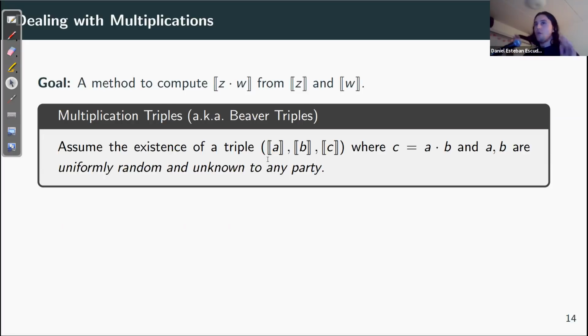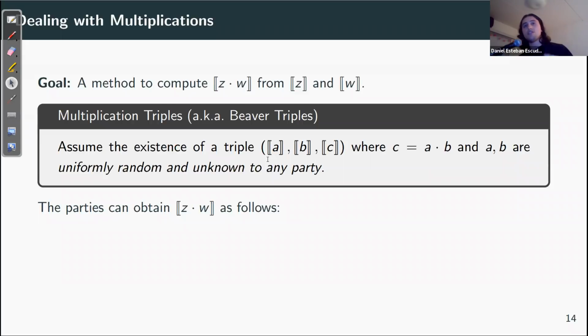And let's assume we have this from the sky, like somebody gave this to us. It's completely random stuff. It's not depending on the inputs of the parties. It's random, but correlated, but random. If the parties, Alice and Bob, have this, then they can obtain shares of the product, which is what we want, as follows. So it's a two-step thing.